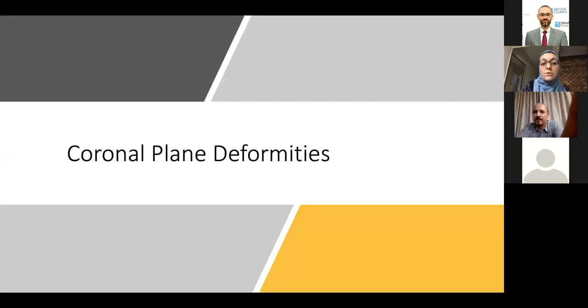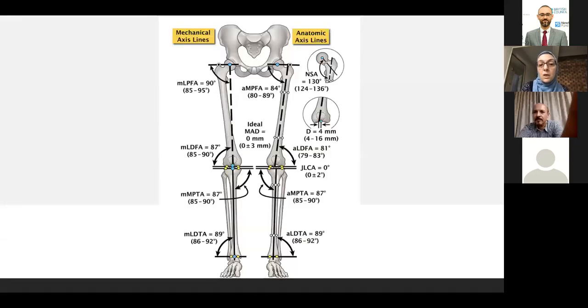I'll jump to the coronal plane deformities because this is what we see most. We all should be able to recognize this drawing or this diagram. The normal anatomical and mechanical axes of the femora and the tibiae should be very much embedded in our thinking, and we should be able to assess an X-ray and measure each and every angle of these to detect the site of the deformity and perform the corrective procedure at the site of the deformity or the CORA, the center of angulation or rotation.